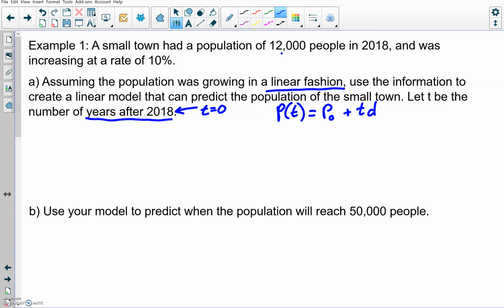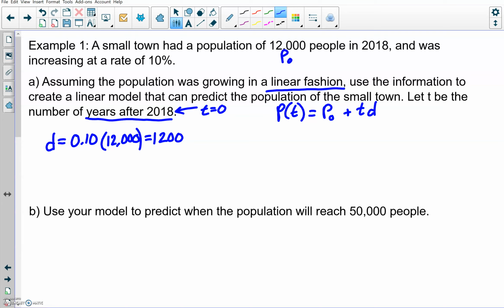But I do see up here that the population initially was 12,000, so that's my p naught, increasing at a rate of 10%. So we've got to do a little work to get d here. The common difference will be 10% of that 12,000. And that's always what you've got to do. If they give you a percent and you wonder how much am I growing, you take that percent and multiply it, after you convert to a decimal, by the starting amount. In this case, the growth in terms of people is going to be 1,200 people per year.